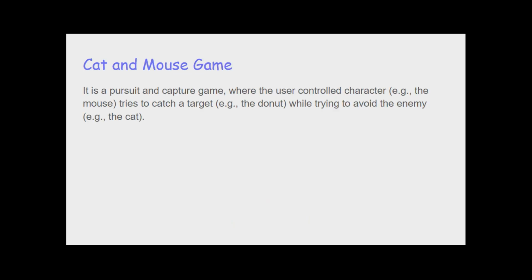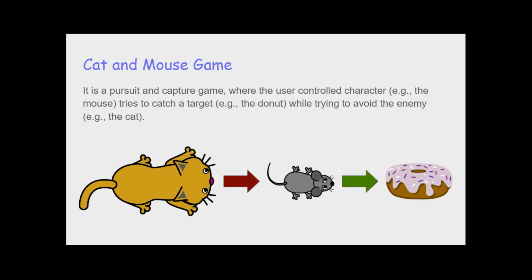So what is a cat and mouse game? A cat and mouse game is all about pursuit and capture. In this game, there will be a sprite controlled by the user, for example a mouse, and then the goal is to try and catch a target, such as a donut, all while being pursued by an enemy like this cat. So the first step in creating any program is to make a plan. This involves understanding the problem and planning the algorithm. I'll talk more about this later.